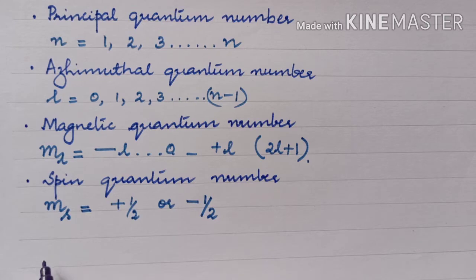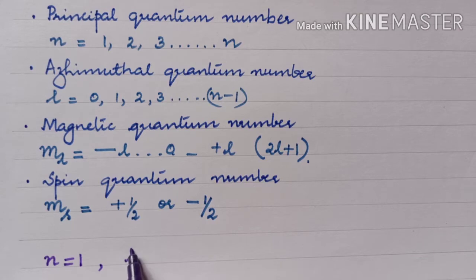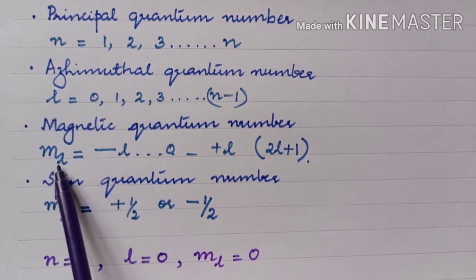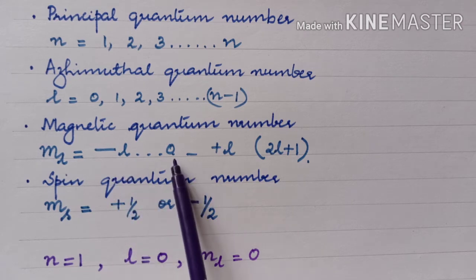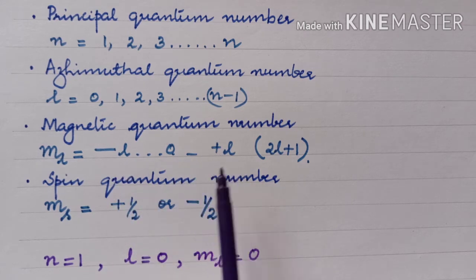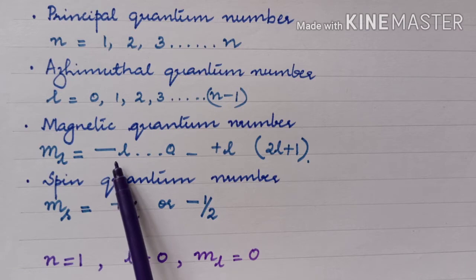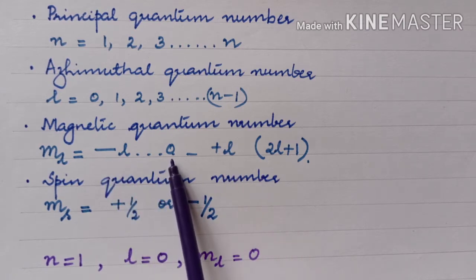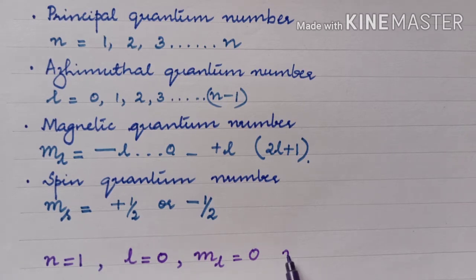Starting with n is equal to 1. When n is equal to 1, the L value taken will be 1 less than that. So it will be 0. And if L value is 0, ML can have value only 0 because it is dependent on L. So ML is negative L, 0 and positive L. So here if L is 0, negative 0 and positive 0 is not there. So ML becomes 0.